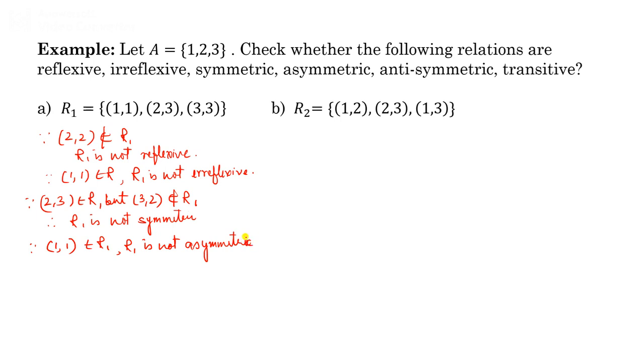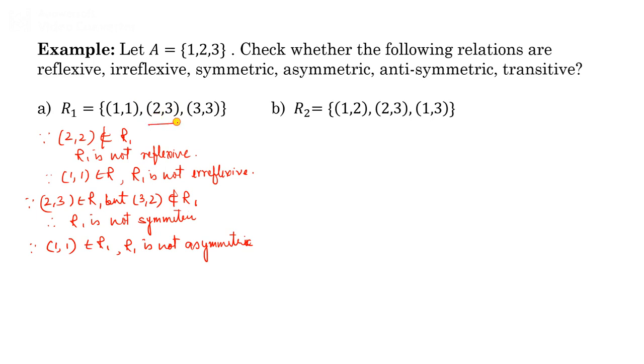R1 is not asymmetric. Now antisymmetric. Look at this. If you assume x equal to 1, y equal to 1, x related to y, y related to x, and x equal to y. Similarly for this one, there is no other x, y such that x is different from y and x is related to y and y is related to x.